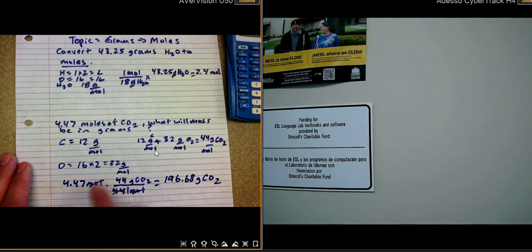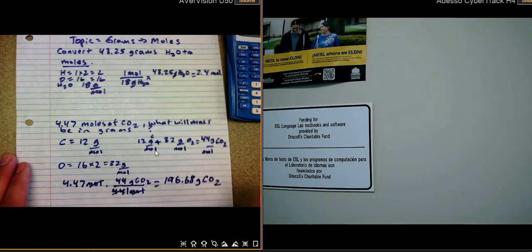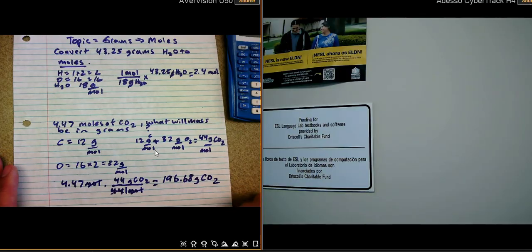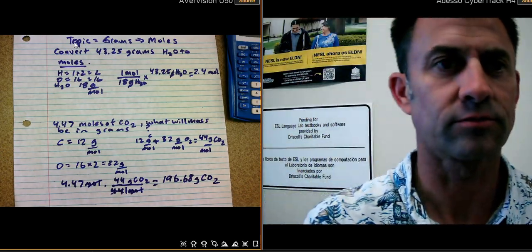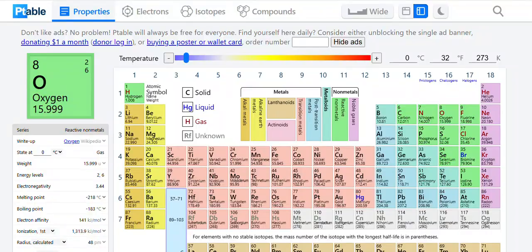But you say, wait, where did I get these numbers? Well, you go over to the fancy periodic table I have here on the chart. My favorite computer periodic table is P table. So I got 16 from oxygen. You can see this here, grams per mole, and you can estimate. That's okay to do on these problems. So two of those oxygens, and then for carbon, it's 12 grams per mole. So you're getting the grams per mole of that substance, carbon dioxide.